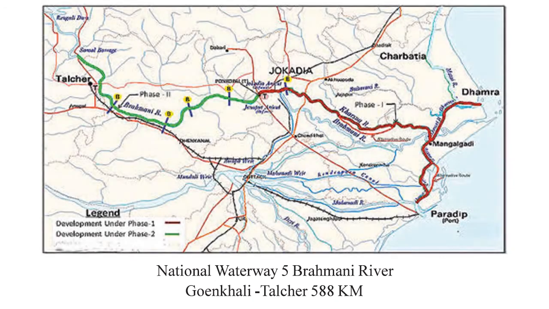Next comes the last national waterway, the 5th one, which is situated on the Brahmani river, Goenkhali Talcher, 588 kilometers. As you know, see here, it starts from the left side, Talcher, and then goes to many places and then ends at Goenkhali, 588 kilometers. Most parts of it are still under development, not exactly completed, but it is still going on. So that's the 5th national waterway.